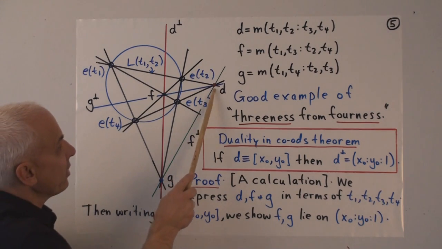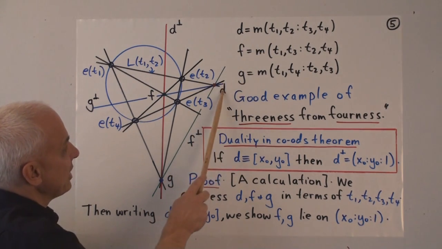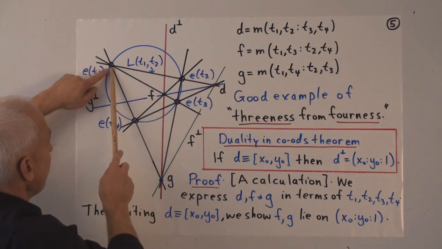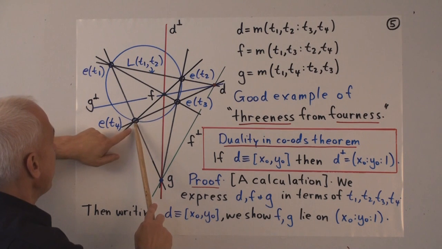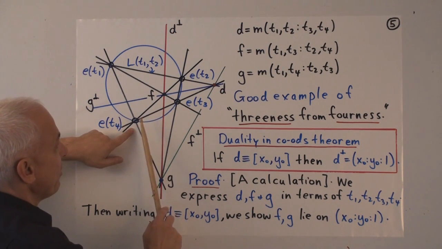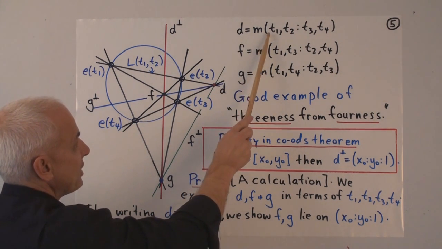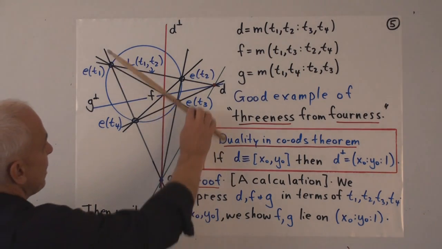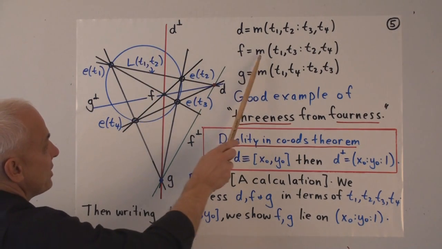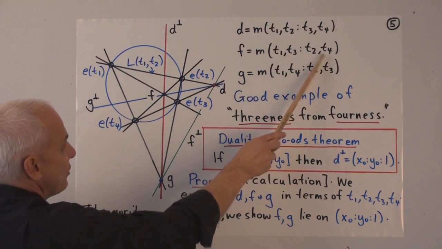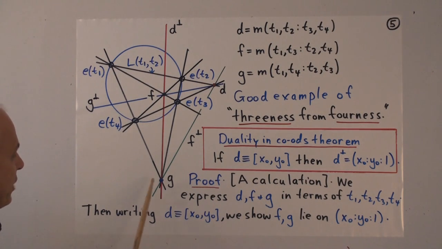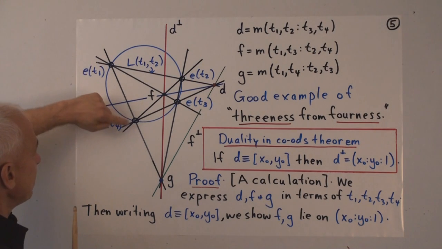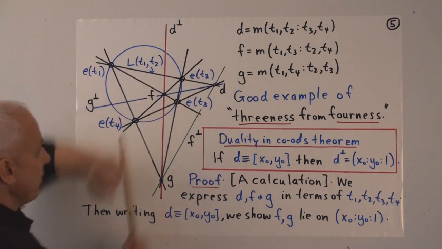So our notation here in terms of previous notation is D is the place where this line and this line meet. So that was E of t1 and E of t2, and where E of t4 and E of t3 meet. So D is equal to M of t1, t2 and t3, t4. F was the meet of these 2 lines, so it's M of t1, t3 and t2, t4. And G is the meet of these 2 lines, so it's the meet of t1, t4 and t2, t3.